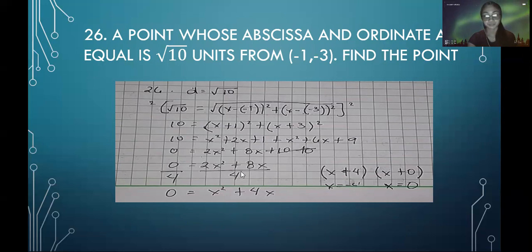So divide both sides by 2. Sorry, rather, 0 is equals to 2x squared plus 8x over 4. So it will become 0 equals x squared plus 4x. So x plus 4 is equals to negative. So the value of x is equals to negative 4 and on the side is 0.